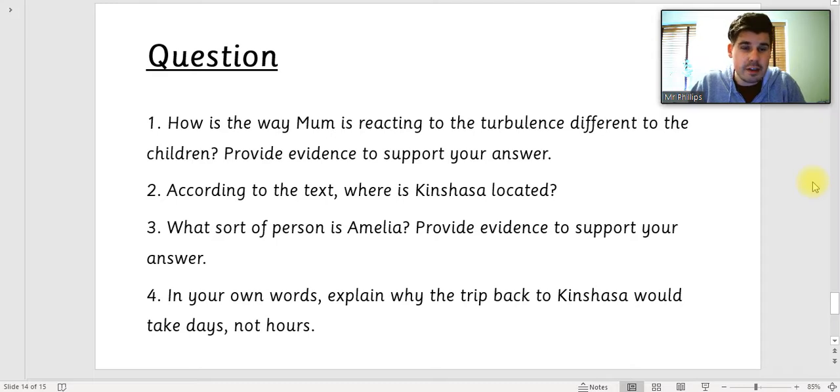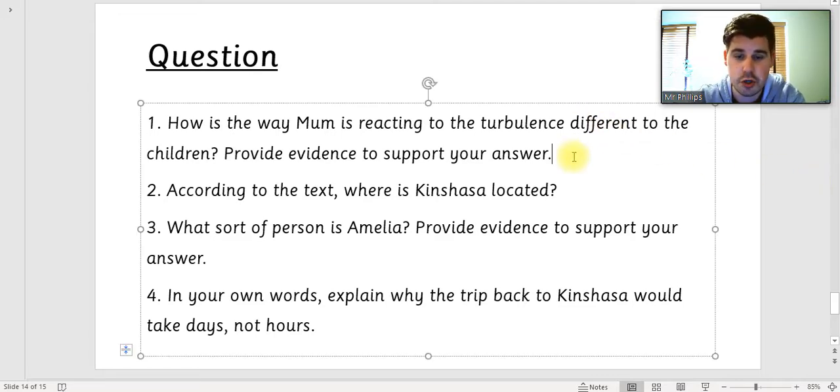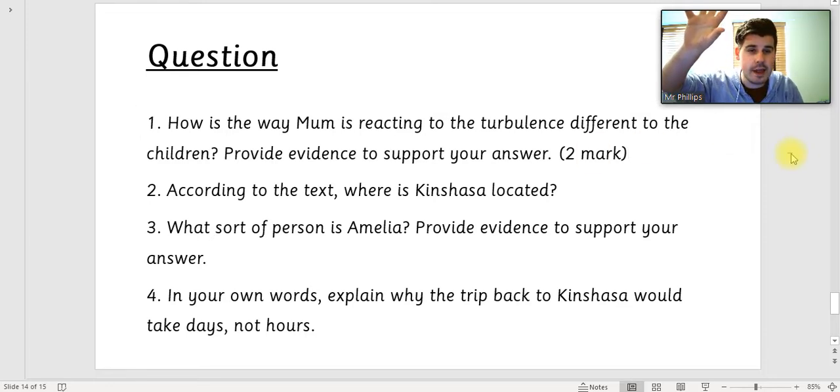Okay? So for these kind of questions, they're a little bit like the spag questions where it's like, what are the difference between these 2 sentences? You are doing a comparison answer here. How is the way Mum is reacting to the turbulence different to the children? In order to get your marks, and this is really a 2-mark question, you need to say, Mum is reacting this way and the children are reacting this way. That's how you ensure that you get both your marks. And that's how you're telling me how the way Mum is reacting is different to the way the children are reacting, okay? Pause there, go back to the text if you need to, and have a go at answering that question for me now. Off you go.